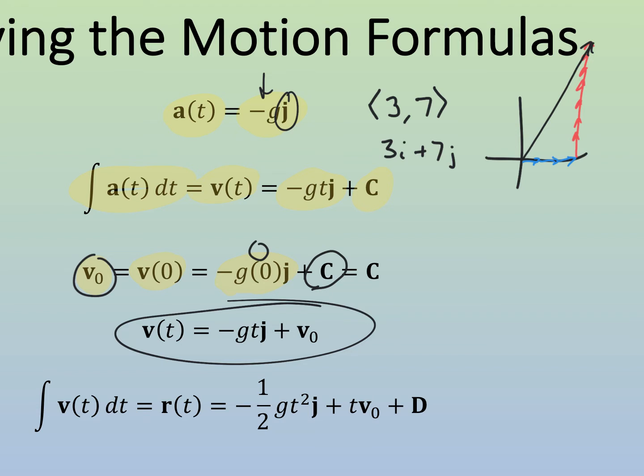On your formula sheet, this one is equivalent to the very first formula you have, v sub x equals v sub x naught plus a sub x t. That's talking about acceleration in the x direction, but it's essentially the same type of formula that you're dealing with there.